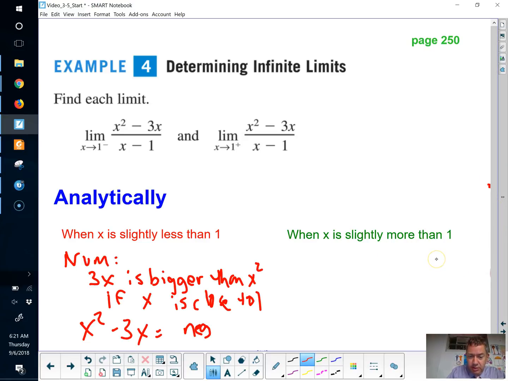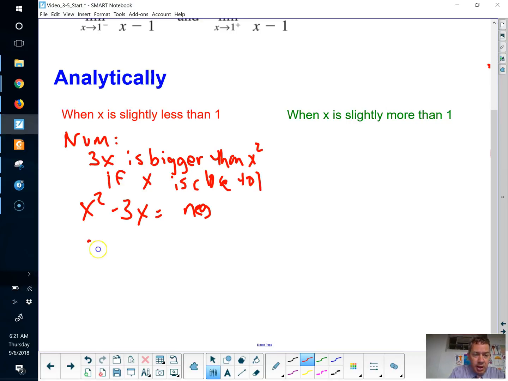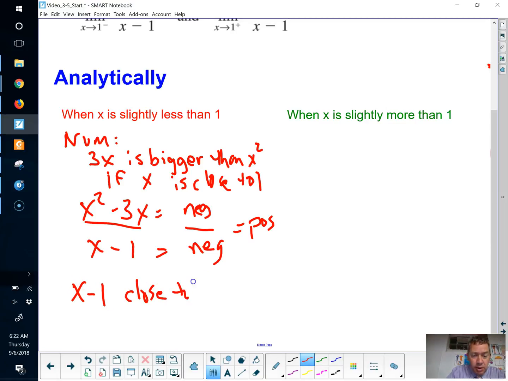On the other hand, x minus 1 is also negative. So we have negative over negative. We have a positive value. This will be positive. Makes sense? And x minus 1 is close to 0, so we have a positive value. The limit as x approaches 1 from the left of f of x is going to go toward positive infinity.